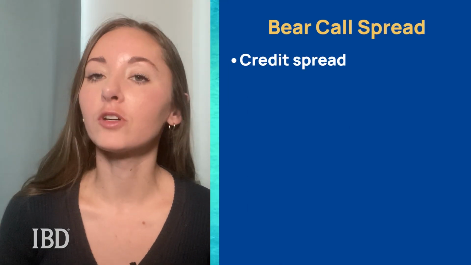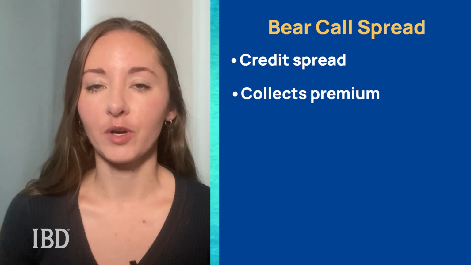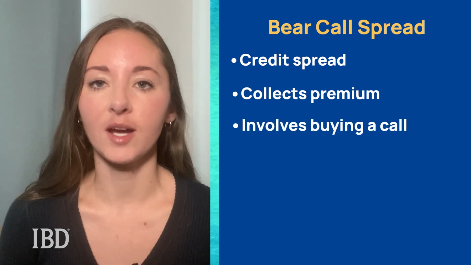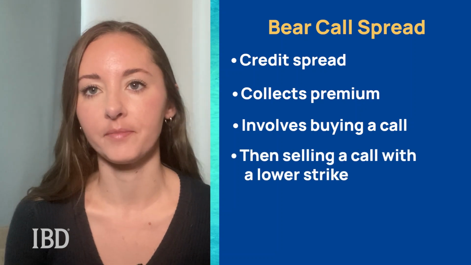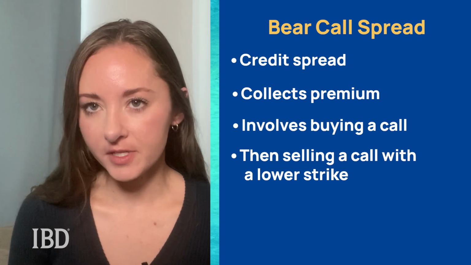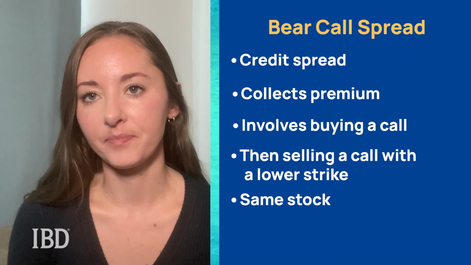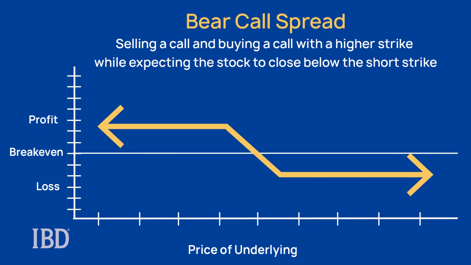A bear call spread is a credit spread, which means that you'll collect a premium up front for initiating the trade. For this trade, we're both buying a call with a given strike price and selling a call with a lower strike price simultaneously. Together, they create the spread. Both calls are on the same stock and have the same expiration date, but the difference in strike prices creates a range. The investor can expect a profit or a loss based on where the stock finishes compared with that range upon the expiration date.